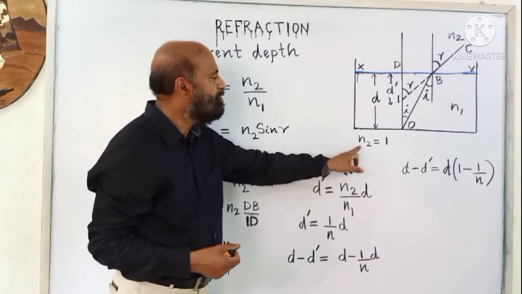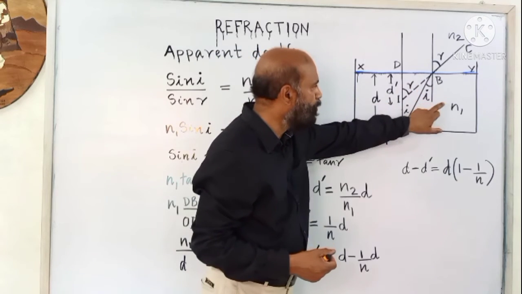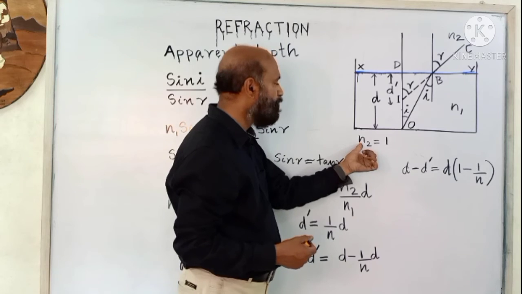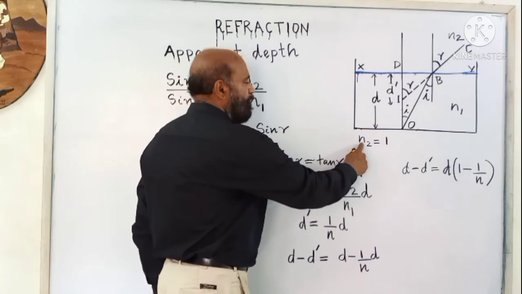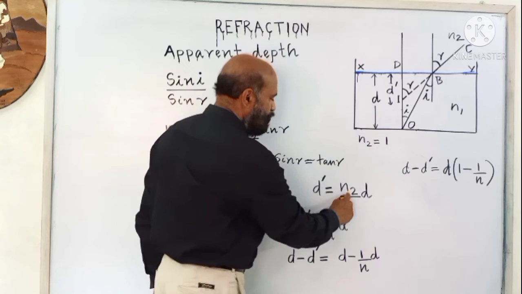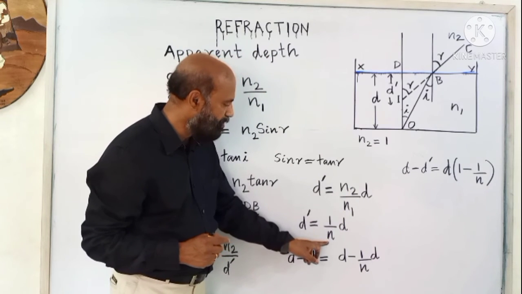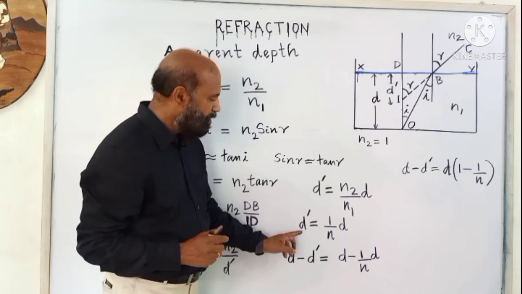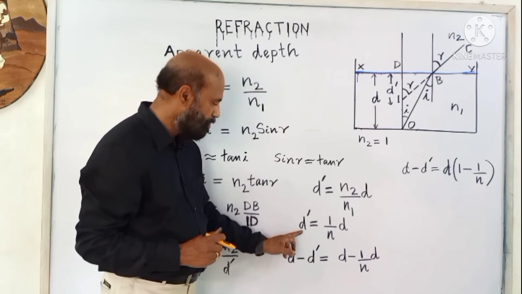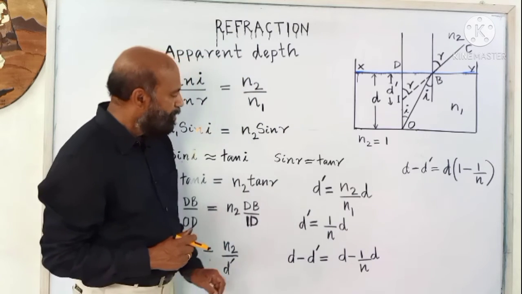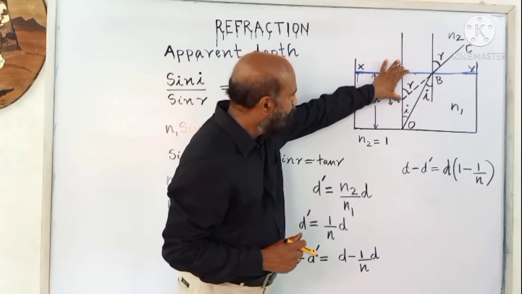Now here light is entering from water to air. So the refractive index of air is 1. So instead of N2 we can write 1, and instead of N1 we can write N. Then we are getting the expression for D dash. D dash is 1 by N times D. So this is the apparent depth.